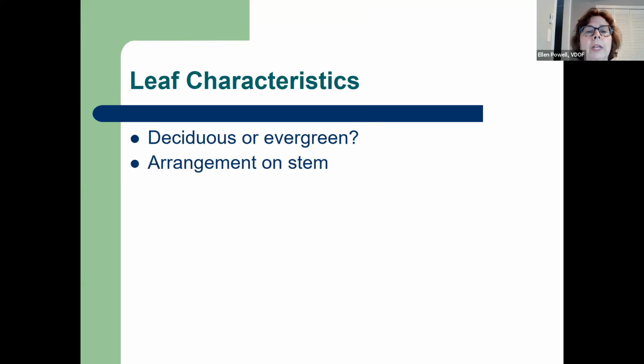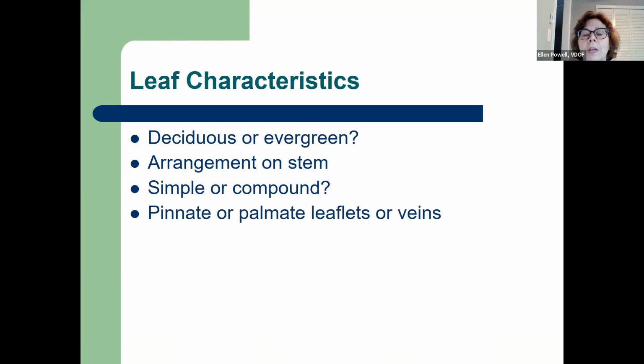When we're looking at leaf characteristics, we have to look at the arrangement of the leaves on the stem. We will go over that in detail in just a minute. We want to know whether leaves are simple or compound. We'll also go over that. We want to look at leaflets. If we have a compound leaf, we might want to look at veins for any leaf, but particularly simple leaves. And we can tell by looking at them whether they are pinnate or palmate. I know these are all new words I'm throwing out at you, but I'm just going to overview them right now, and then we'll look at some details of what those things mean.